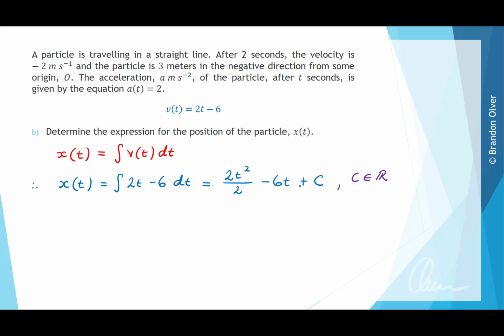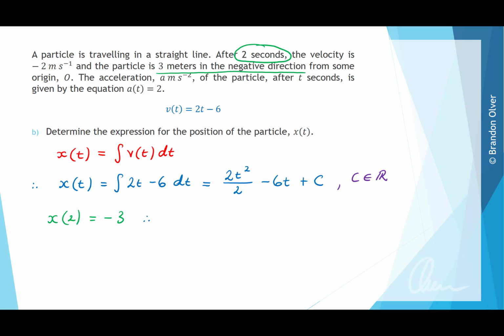So to find this plus c and then find the unique rule defining the position of this particle, we need to remember that we have information about where the particle is, so it's 3 meters in the negative direction from some origin, at the 2 second mark. So that means that x of 2 is equal to -3, and that's because it's in the negative direction.